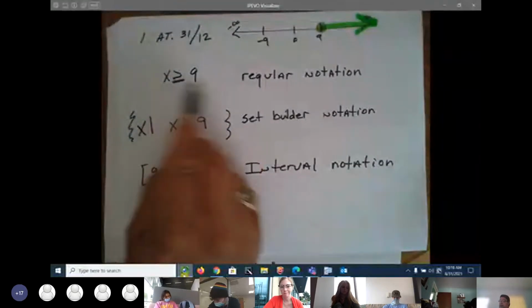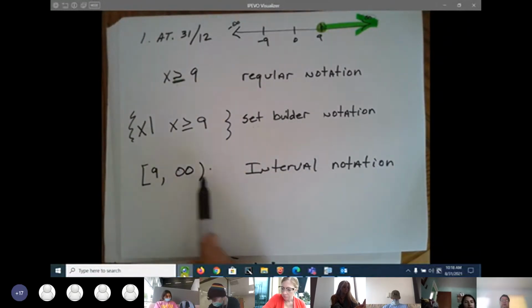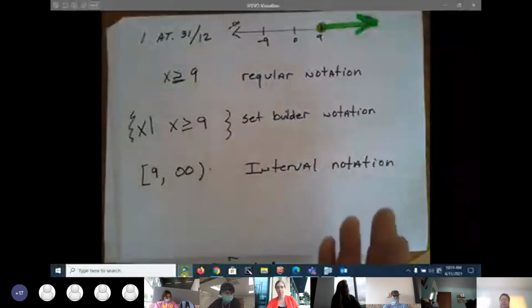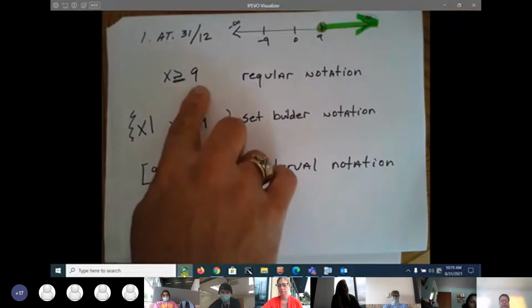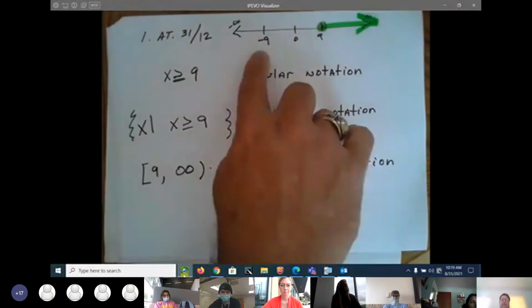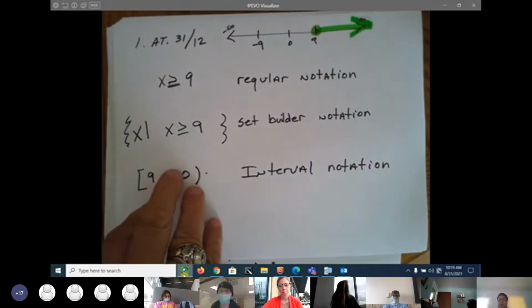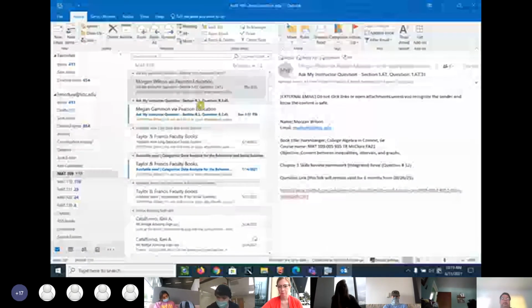So now you've got regular notation, you've got set builder notation, and you've got interval notation. Who's got a question? Now this is a test question, but it's also a good question because I was able to integrate a review into it. And not only did you get regular notation, but you got set builder notation, graphing, and interval notation. And nobody's going to say anything, so I'm going to assume that nobody has a question. And that's that one.